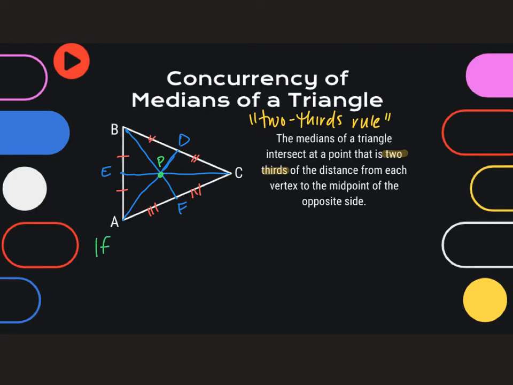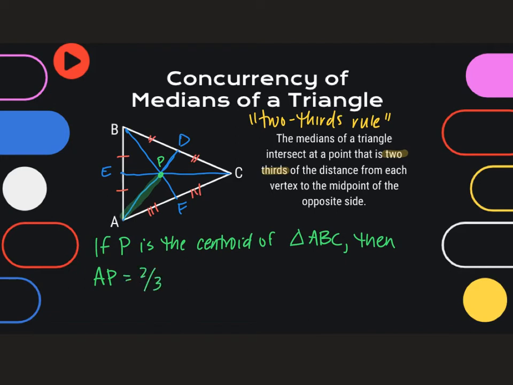So we can say if P is the centroid of triangle ABC, then we know that AP, which would be the distance from here to here, equals 2/3 of AD, which would be the distance of this entire segment, A to D. So this little portion here, from here to here, is 2/3 of this entire segment.